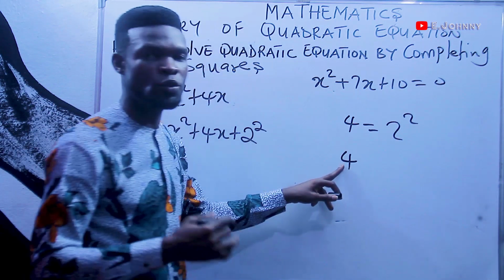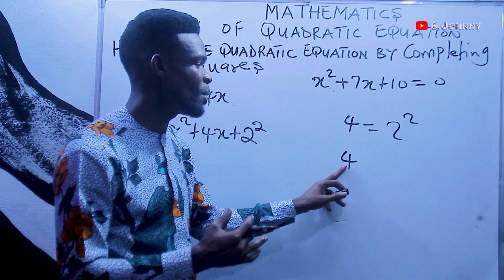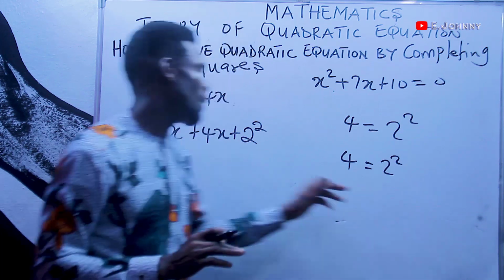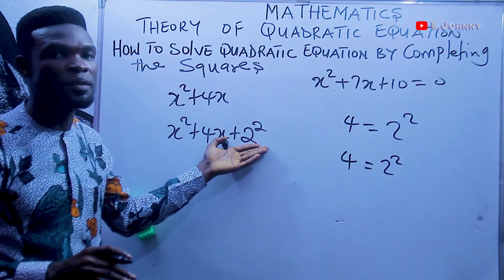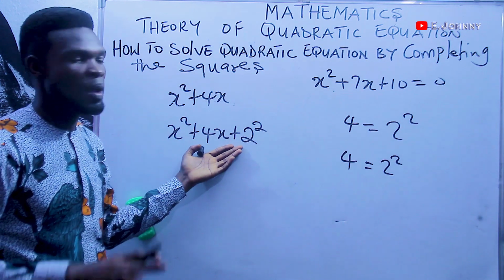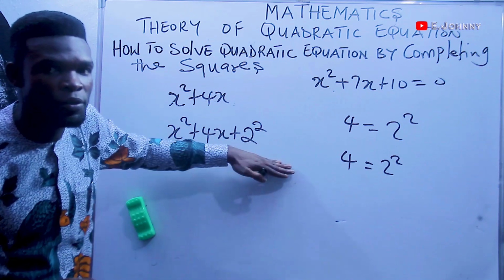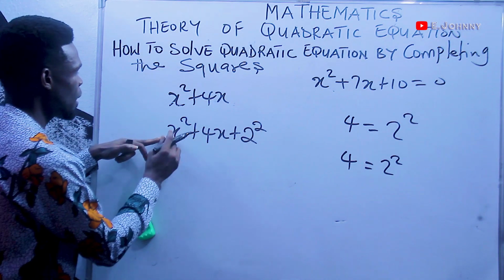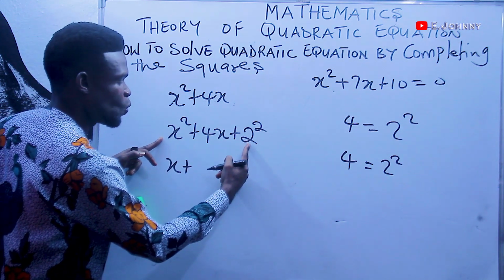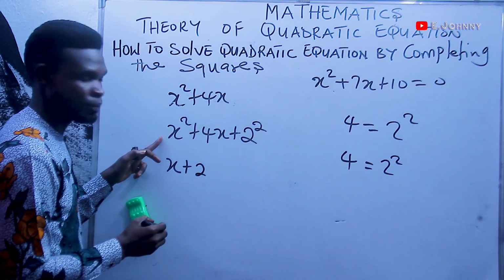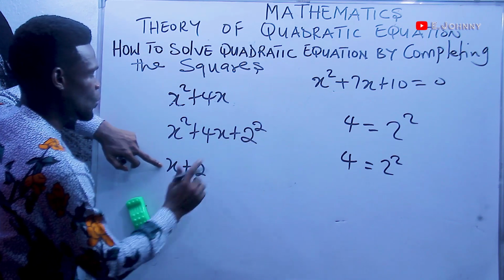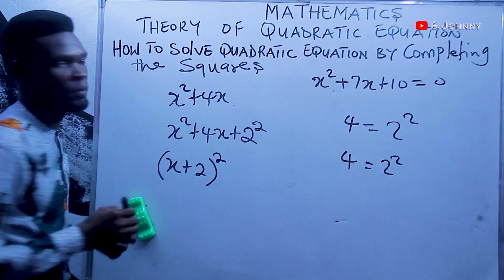4 is a perfect square. Why? We can write it in terms of power 2 as 2 raised to power 2. Now, this expression is a perfect square because I can write it in terms of power 2. How do I write this in terms of power 2? Step 1, bring out 1x here, plus, bring out 2 here. How many x is here? 2, I brought out 1. How many 2? 2, I brought out 1. I will raise it to power 2.